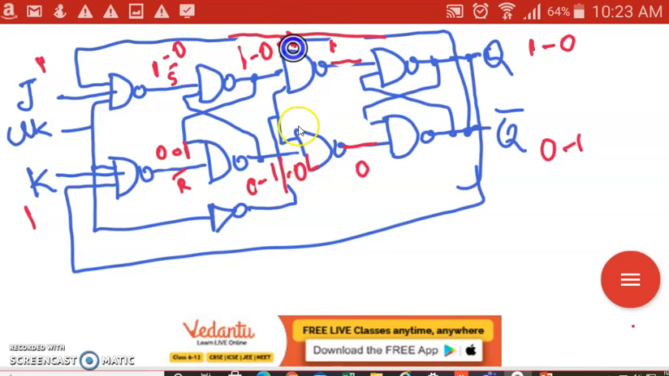Now I'll be applying 1 and 0 as the input for the slave flip-flop. When one of the input is 0 here, the output here is 1. So now this is 1 and this is 1. The output here is 0.